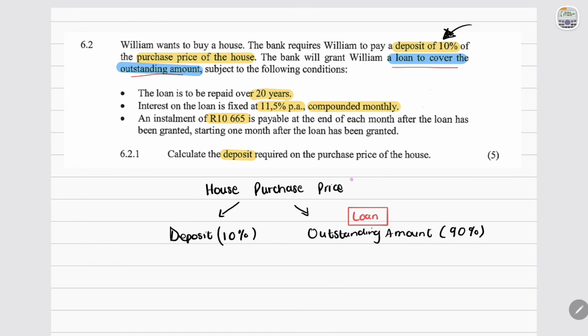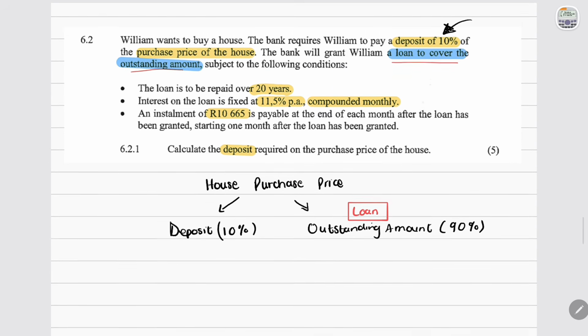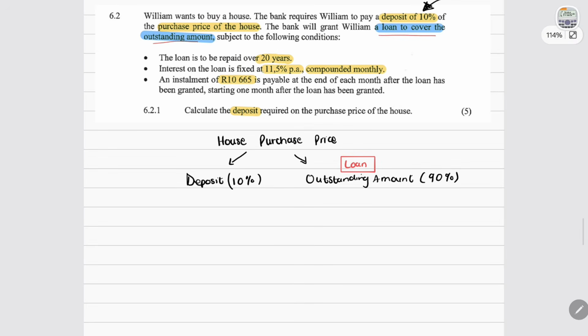And then we can use that information to find the purchase price, since we know it serves as 90% of that purchase price. And then, of course, we can use that to find out what the 10% deposit is. Okay, so that's what we're doing. So right now we're trying to find that loan, that outstanding amount. Here is the info we know about it.